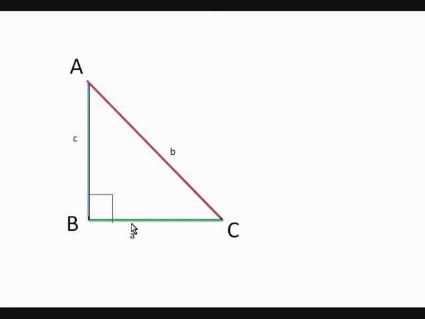The side opposite to angle A is named small a, and the side opposite to angle B is named small b, and the side opposite to angle C is named small c.